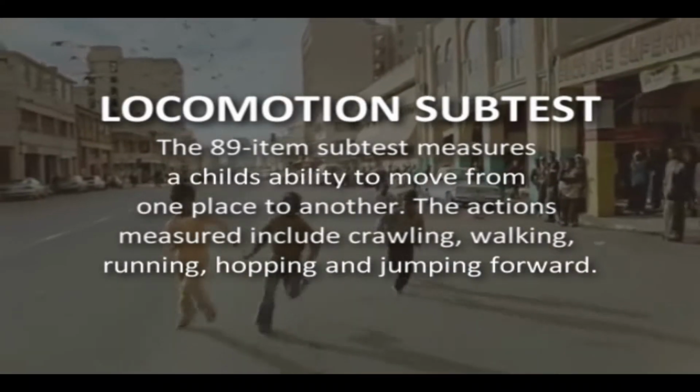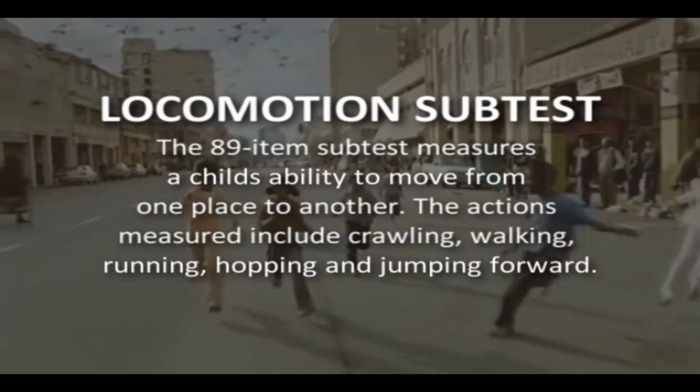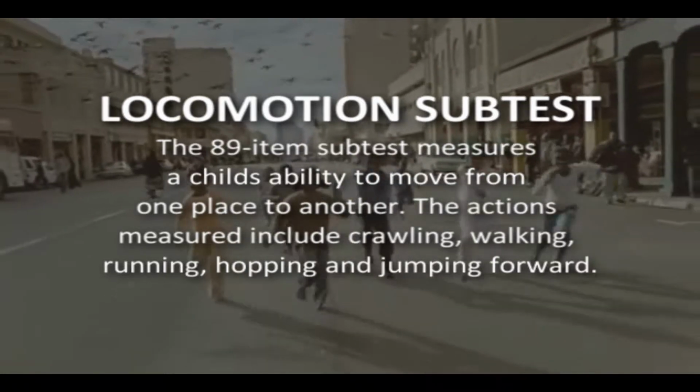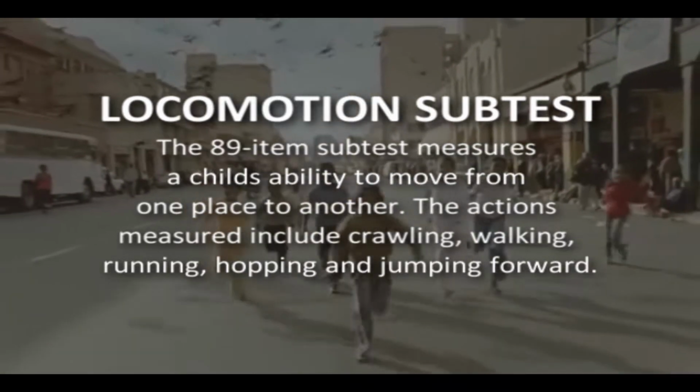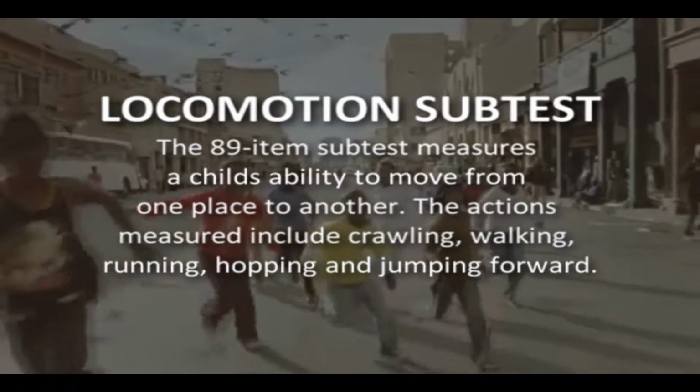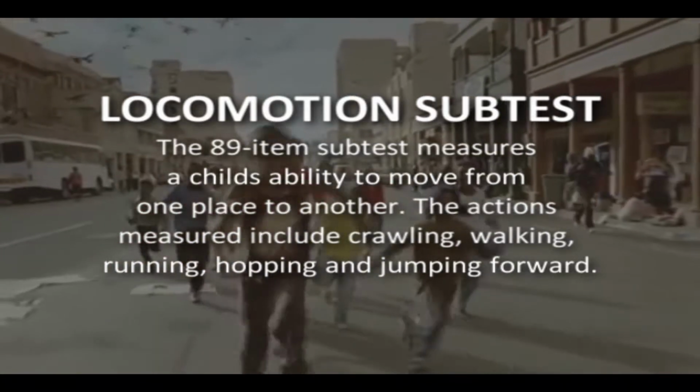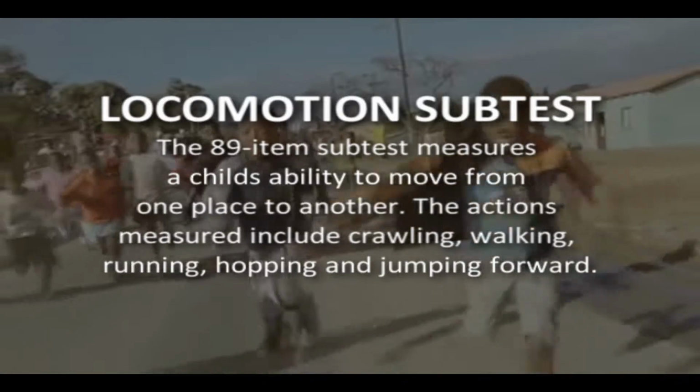Locomotion. The 89-item locomotion subtest measures a child's ability to move from one place to another. The actions measured include crawling, walking, running, hopping, and jumping forward. Here is an example.